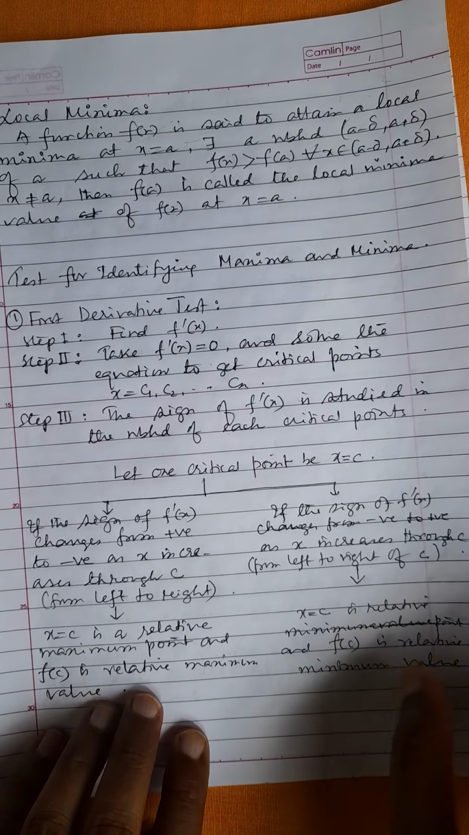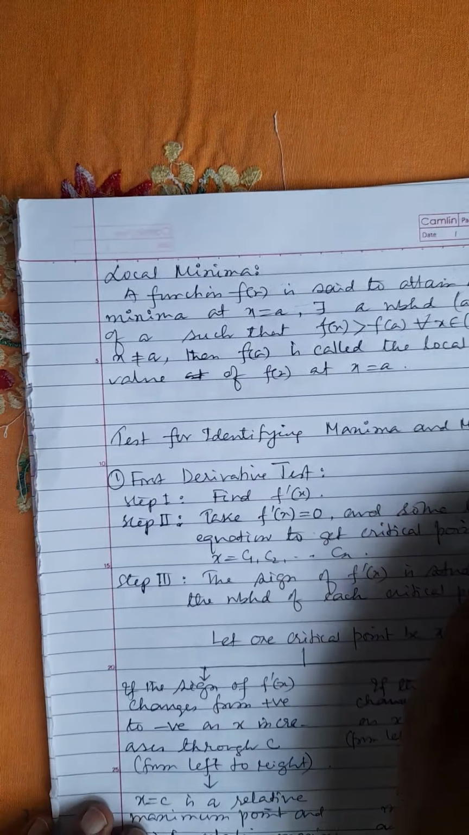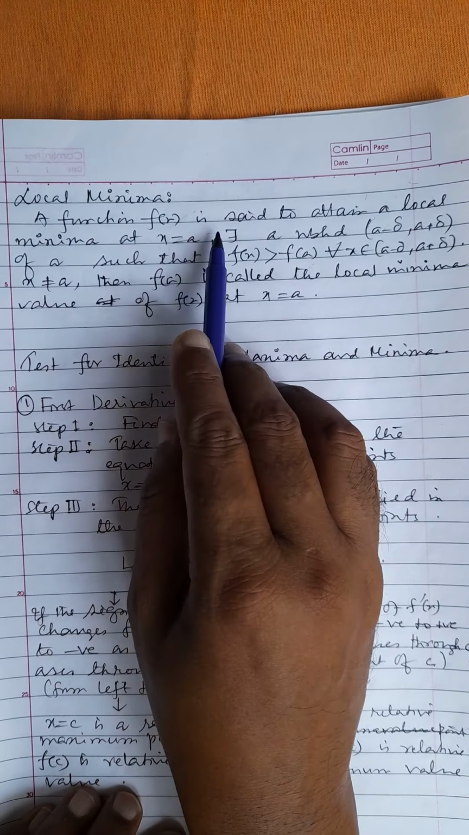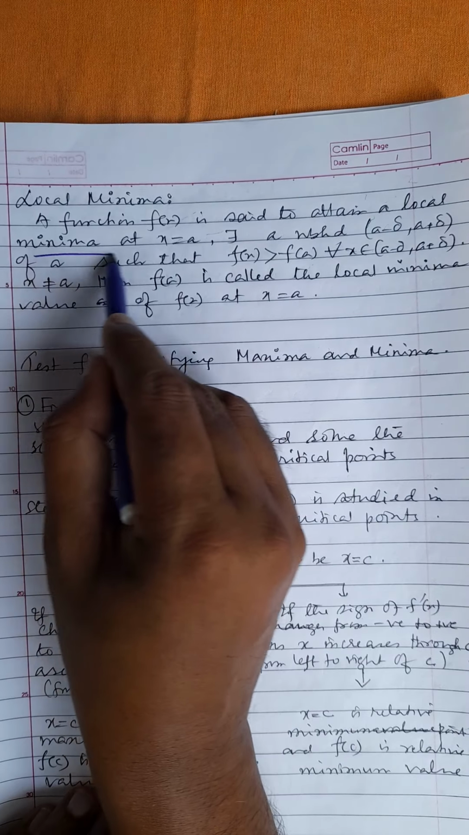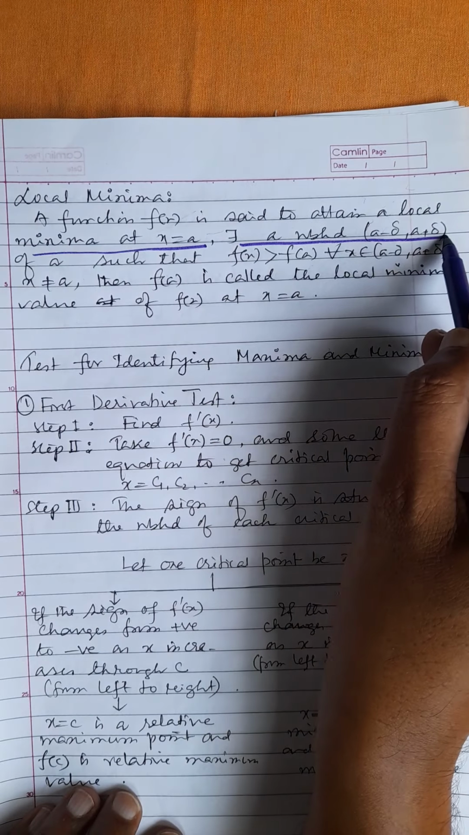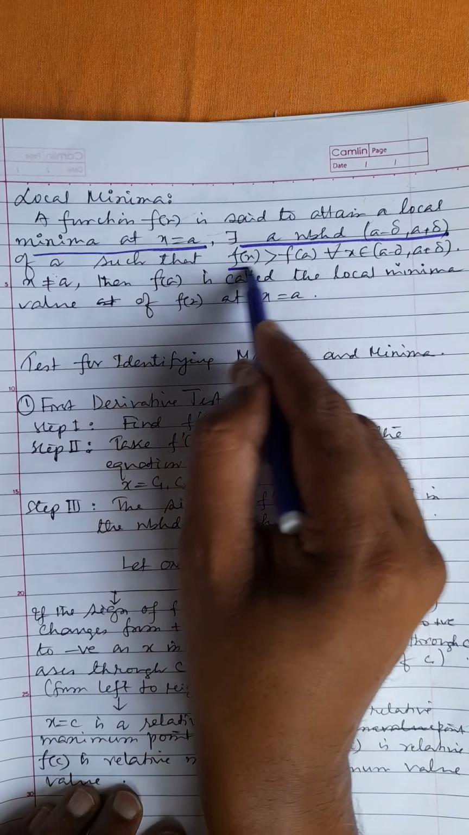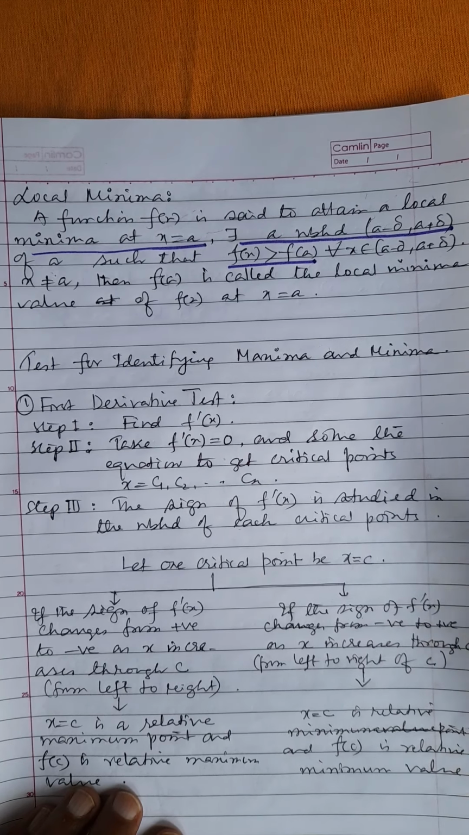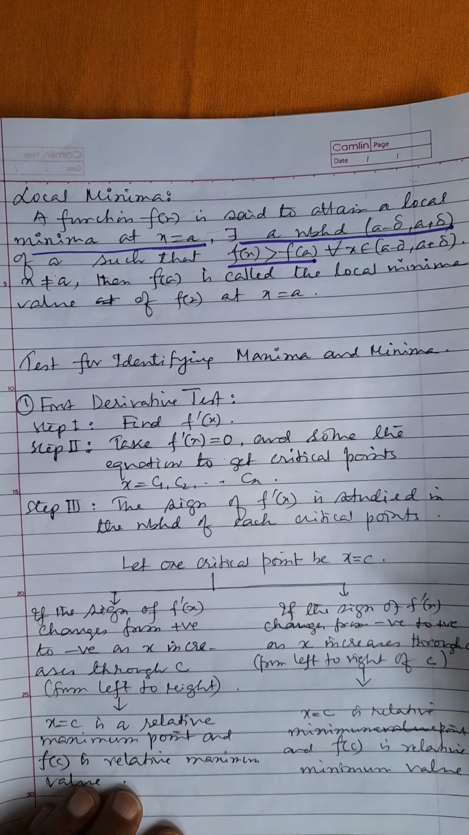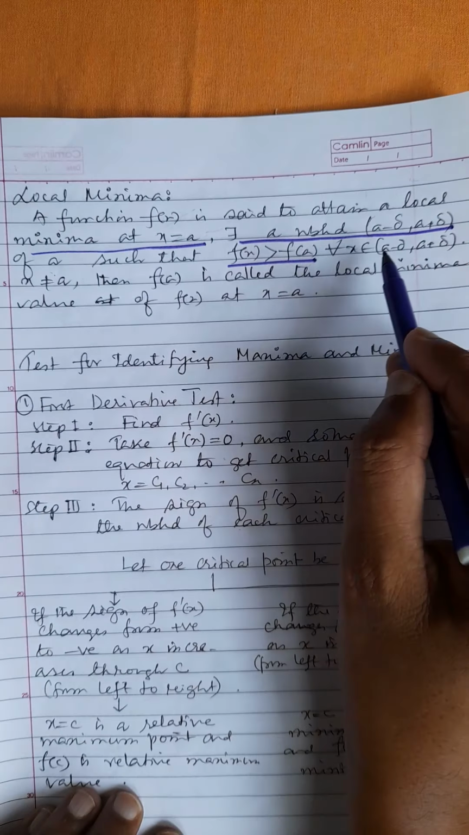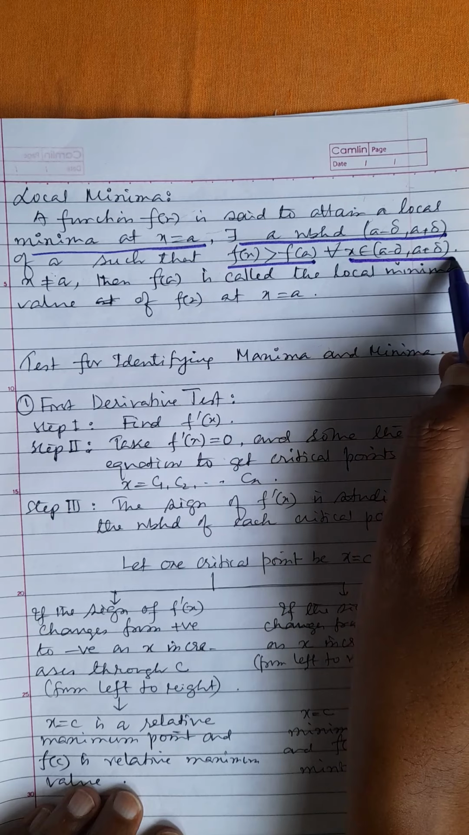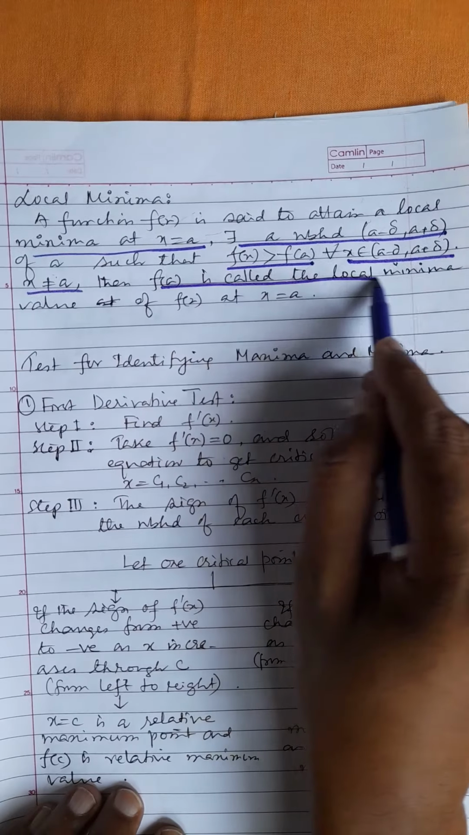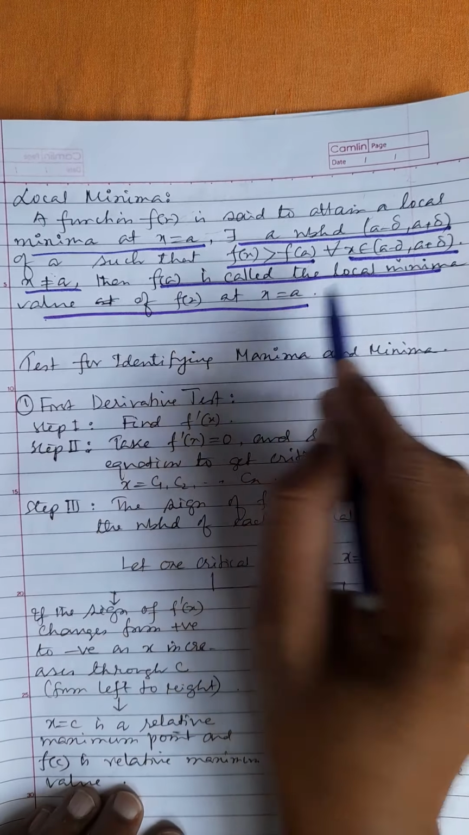Similarly, local minima is there. A function f(x) is said to attain a local minima at x is equal to a if there exists a neighborhood a minus delta, a plus delta of a such that f(x) is greater than f(a). In case of maxima, f(a) is greater than f(x), and in case of minima, f(x) is greater than f(a). Just reverse. For all x belonging to a minus delta, a plus delta, but x not equal to a, then f(a) is called the local minimum value of f(x) at x is equal to a.